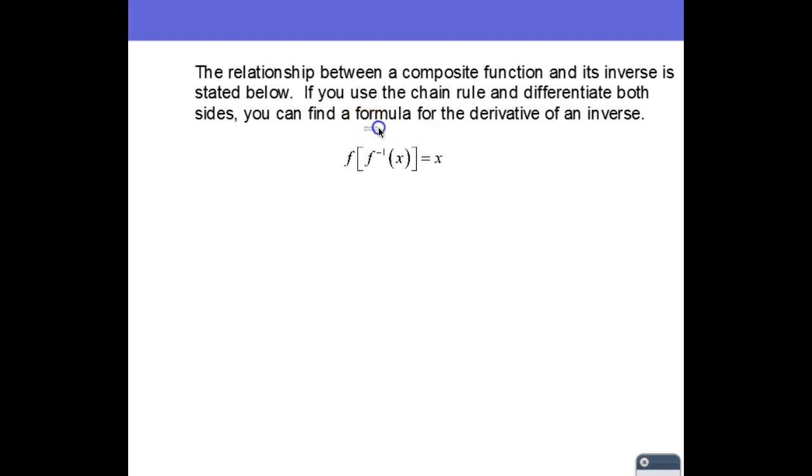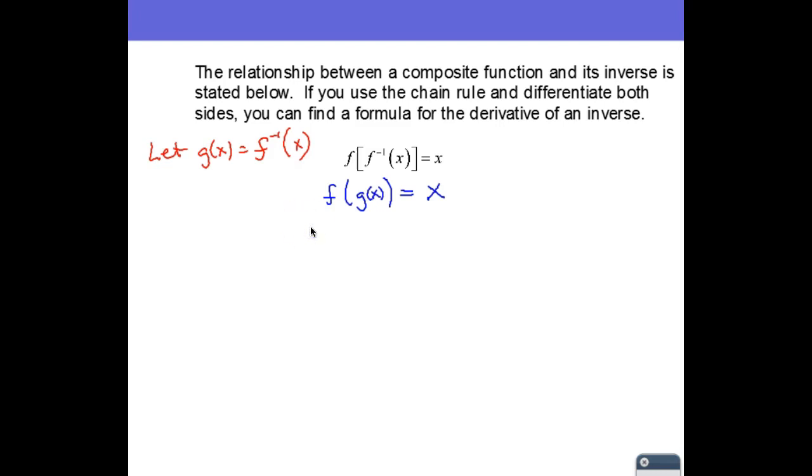Next, we want to find a formula for the derivative of an inverse. And so to do this, let's begin with a substitution. We're going to let g of x be equal to f inverse of x, and that'll just simplify things. And so we can rewrite this now as f of g of x, a composition of functions. So now we can differentiate both sides of this equation.